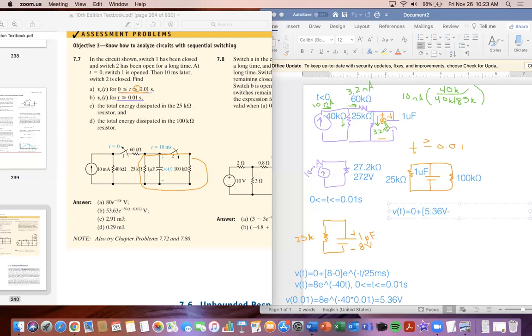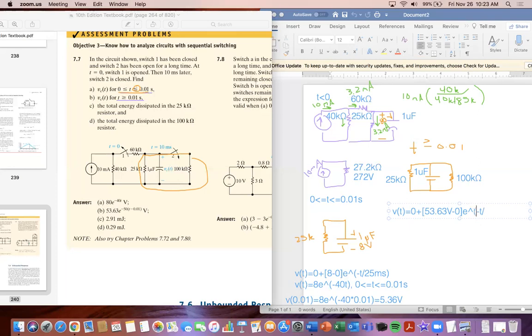0.01, wait, 80, let me check something real quick. 0.01 times 40. 53.6. That's where the issue is coming in. 53.63. I just multiplied that wrong. Minus the final, which is 0, and then times e to the negative t divided by tau.